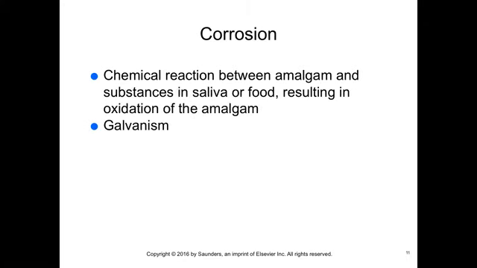Corrosion is a chemical reaction between amalgam and substances in saliva or food, resulting in oxidation of the amalgam. It can occur when two dissimilar metals interact in a solution that contains electrolytes, which is in our saliva. An electrical current is generated between the metals, much like a battery, in a process called galvanism, resulting in corrosion. It weakens the amalgam over time, can stain surrounding tooth structure as corrosion products enter the dentinal tubules, and can lead to deterioration of the margins.